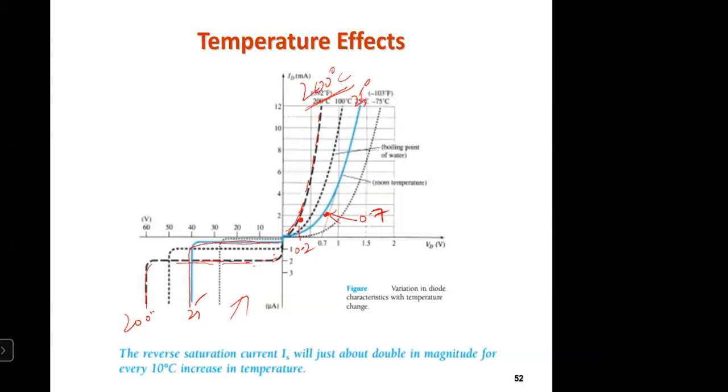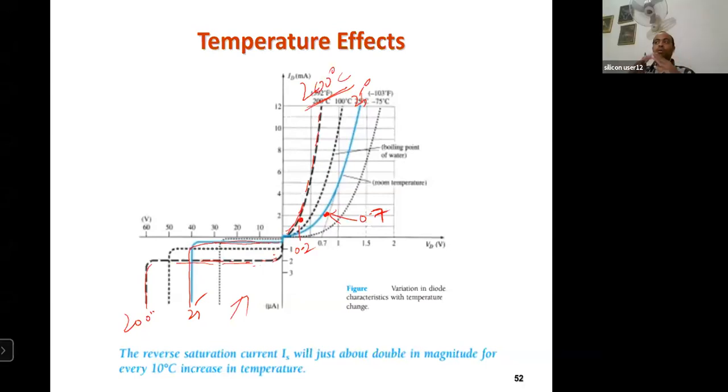Obviously higher, because if you increase temperature, then more atoms will be broken down and more electron hole pairs will be generated, that is, more minority carriers available. So if more minority carriers are available, then the reverse saturation current will also be high. That's why we are getting a curve which is apart from the horizontal line at higher temperature. This is the phenomenon you should understand, why we get this at 200 degrees. And similarly, if it is a lower temperature, then the other thing will happen.